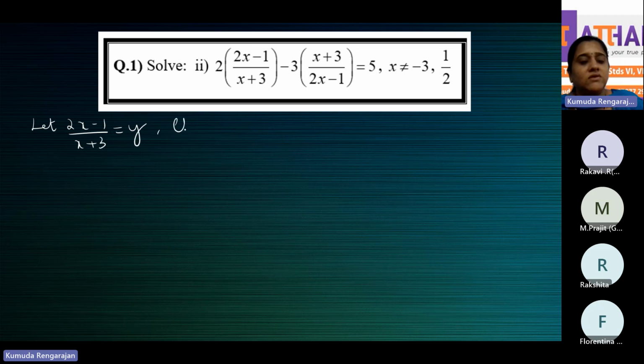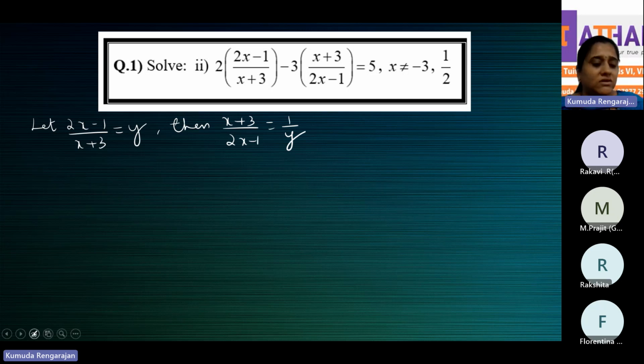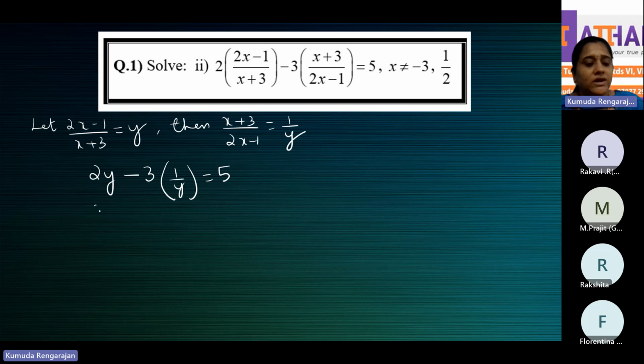Then what is x plus 3 by 2x minus 1? It's a reciprocal, so 1 by y. So now reconstruct the given quadratic equation using y and 1 by y. So it is 2y minus 3 into 1 by y is equal to 5, correct? So you'll get 2y minus 3 by y is equal to 5.